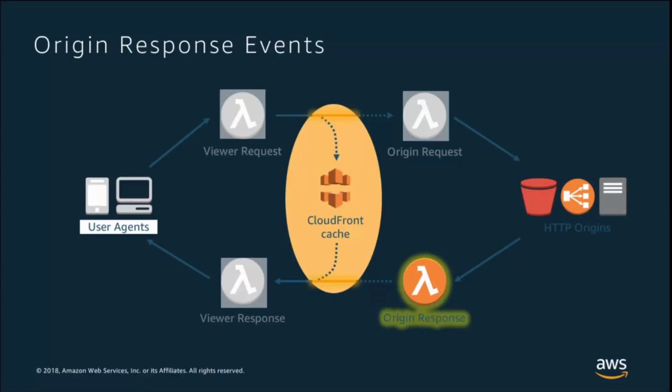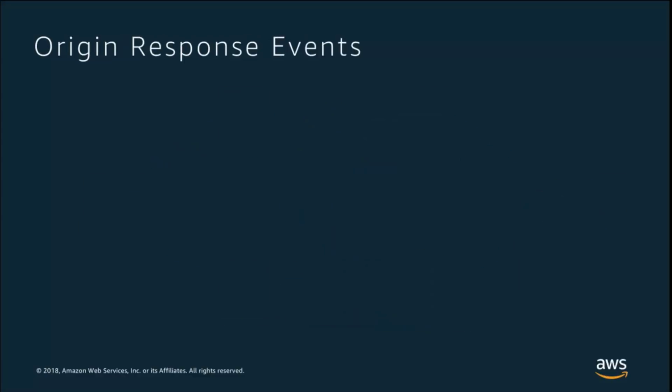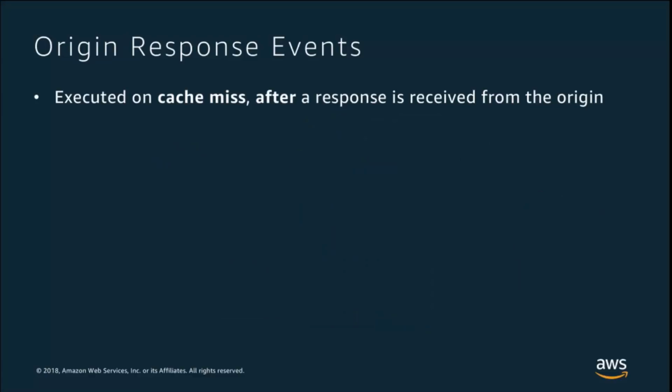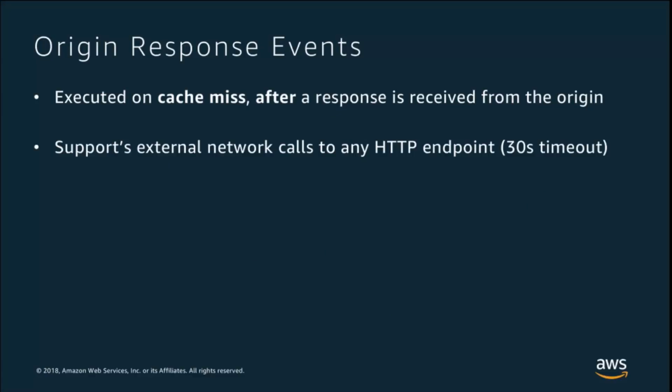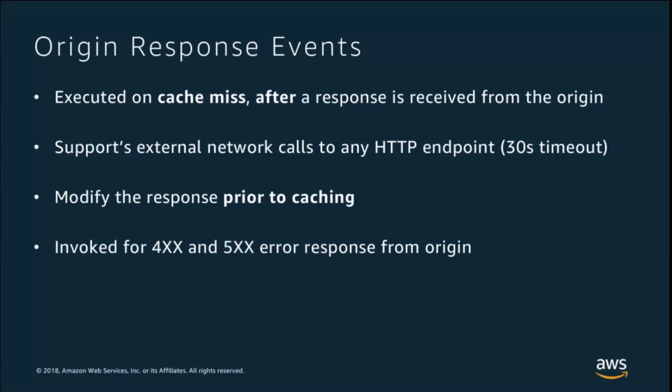Let's take a look at origin response. Origin response gets triggered in the response path before the caching is done. So it's executed again on cache miss. It supports network calls with a 30 seconds timeout. Any changes or updates you make to the object in the origin response would be cached.